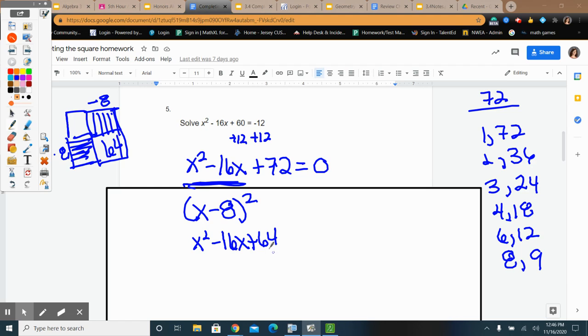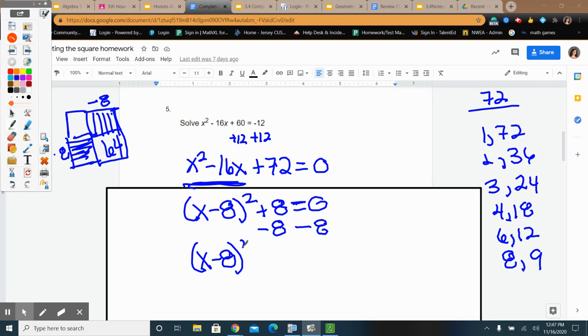Well, how can I get from 64 to 72? I'd have to take the 64 and add 8 to it to get to 72. This time I didn't have enough. So 64 plus 8 is 72, and now they're equal. This is standard, and this is vertex. So this is nice because now I can solve, but something strange happens, and this is going to happen sometimes. When you subtract 8 from both sides, you get x minus 8 squared is negative 8.